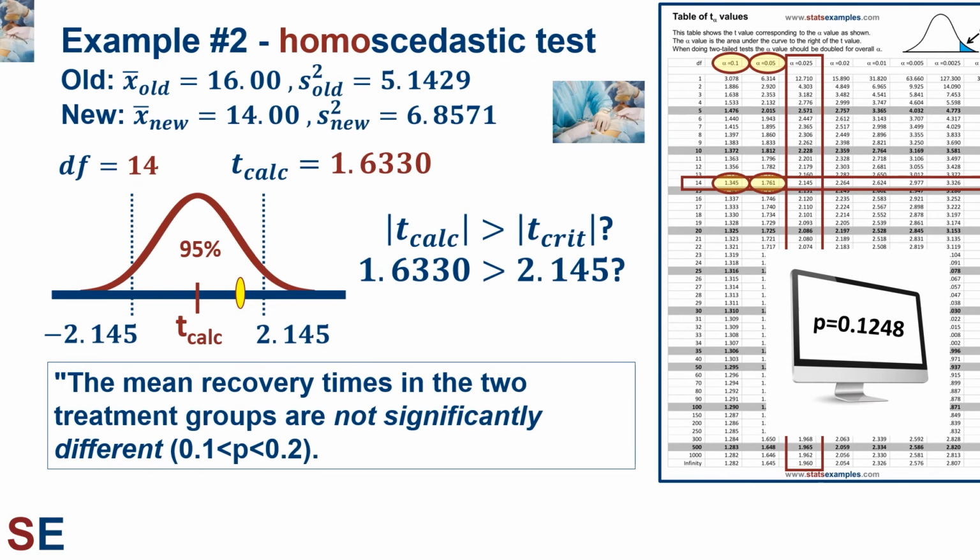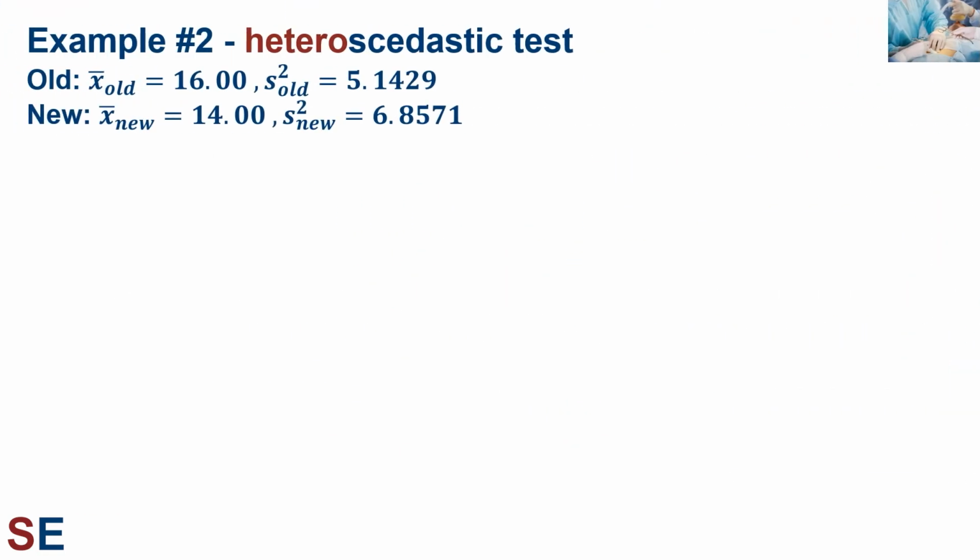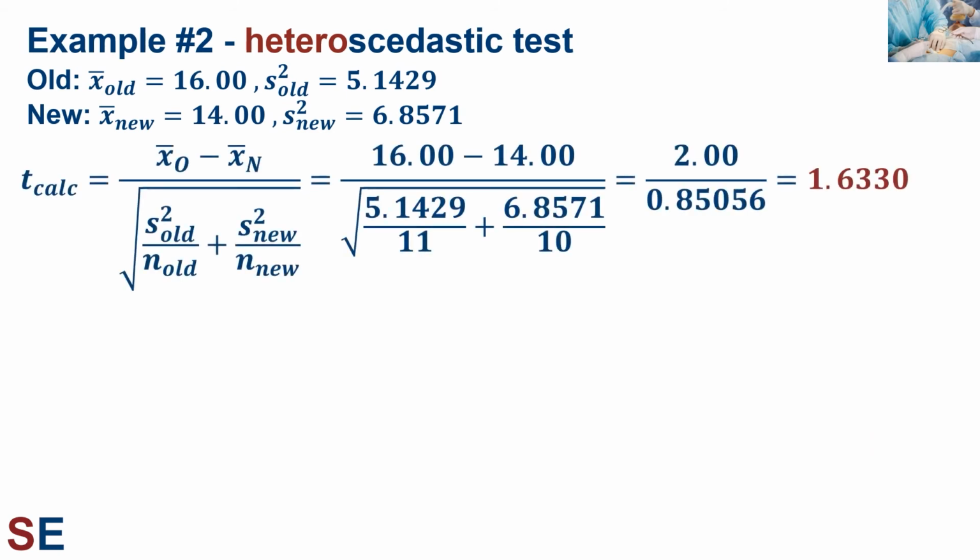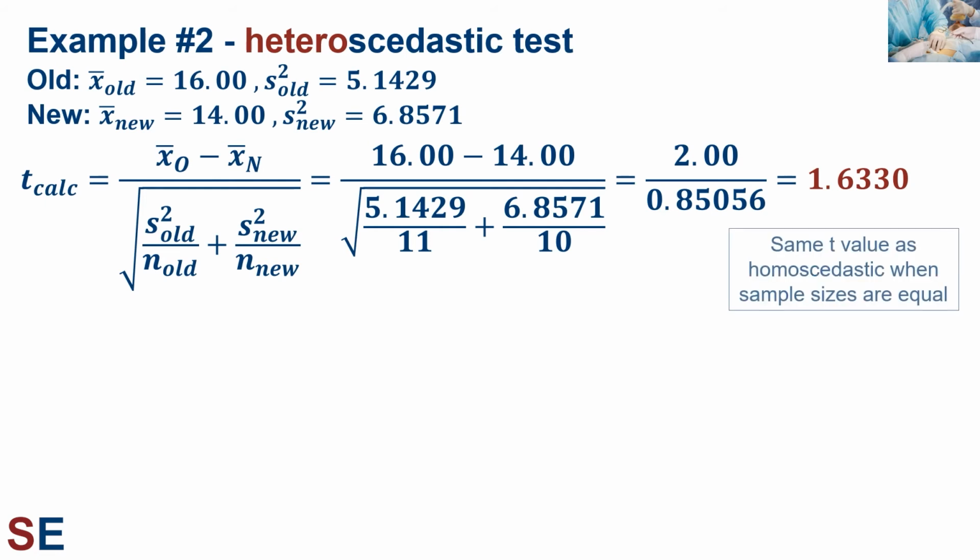If we do a heteroscedastic t-test instead, we start with the same data shown here. First, we use the heteroscedastic t-test equation. Plugging in the means and variances gives us 2 divided by 0.85056 to get a t-calculated value of 1.6330. It's not a coincidence that our t-calculated value is the same as the one we got for the homoscedastic test. This will always happen if the sample sizes are equal.